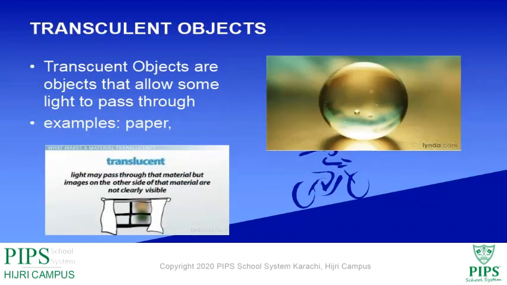Similarly, there are translucent objects. Do you know what are translucent objects? Translucent objects are objects that allow some light to pass through. For example, if we put paper in front of light, we can see some amount of light that passes through it. So paper is an example of a translucent object. How many translucent objects can you think of around you?